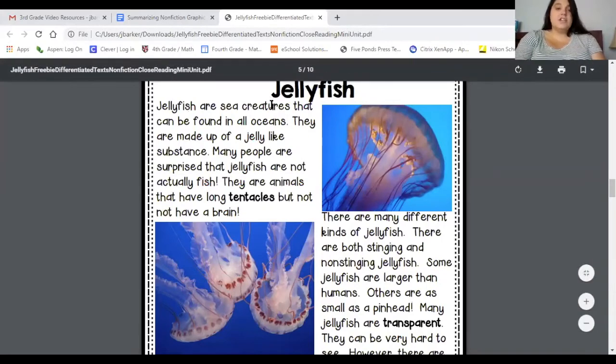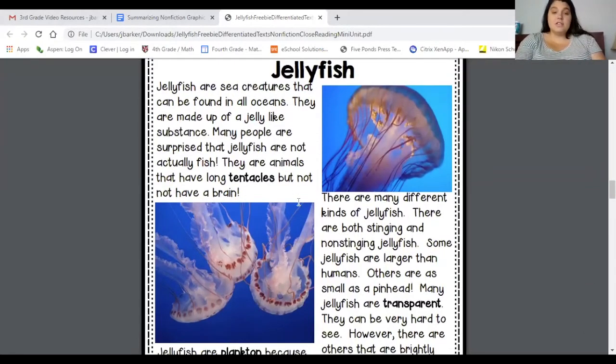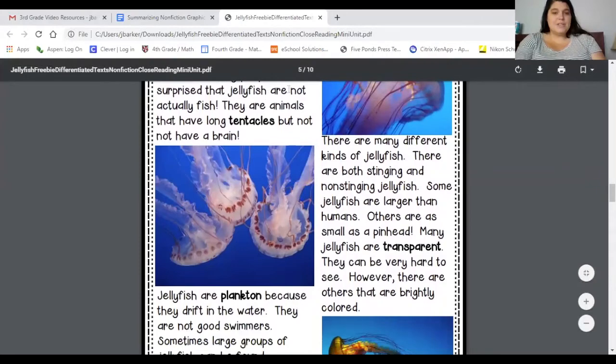Jellyfish are sea creatures that can be found in all oceans. They are made up of a jelly-like substance. Many people are surprised that jellyfish are not actually fish. They are animals that have long tentacles, but not having a brain. But I think this is supposed to say, but they do not have a brain.